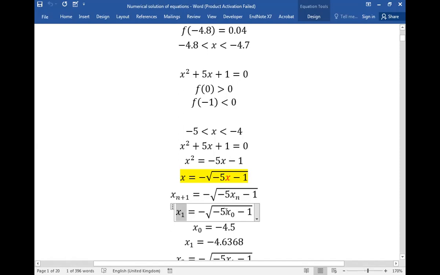Obviously, the first trial is what we decide from the initial range that we have established. Any query, any problem till this point, please feel free to let me know. Is there any problem?